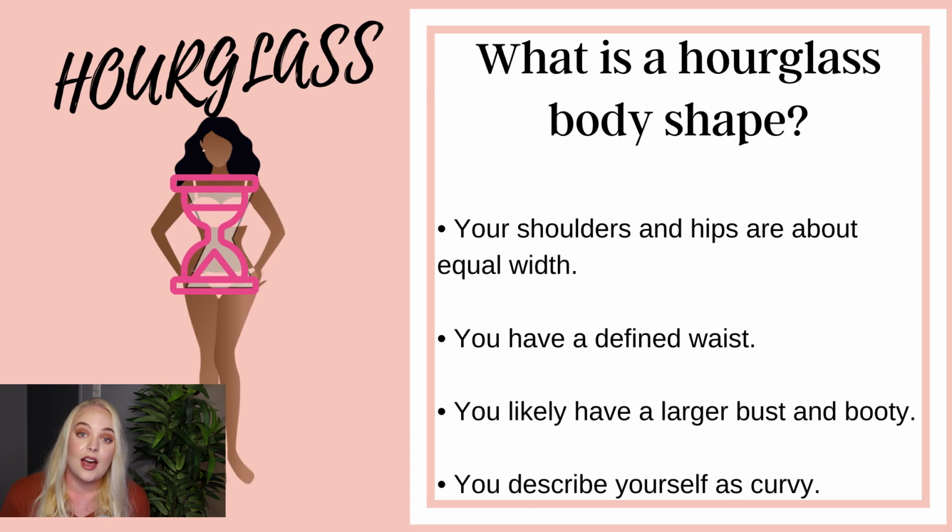Next up, we've got the hourglass body shape. So shoulders and your hips are on a straight line. So they are more or less the same width apart. Then you've got a defined waist. So it goes from your shoulders to your waist, down to your hips again. And you generally do have a bigger bust area and a bigger booty area. So it's a very curvy body shape.